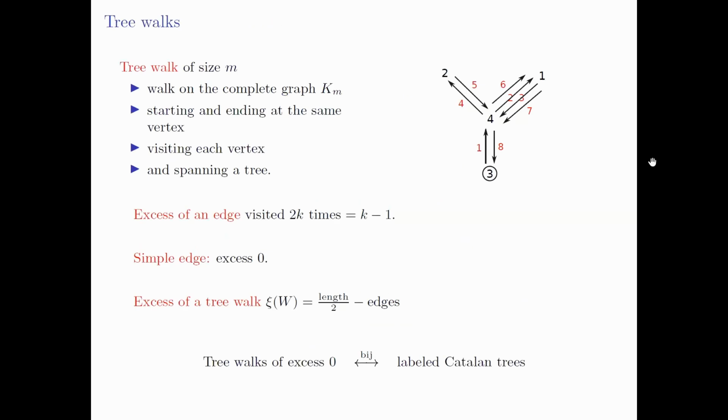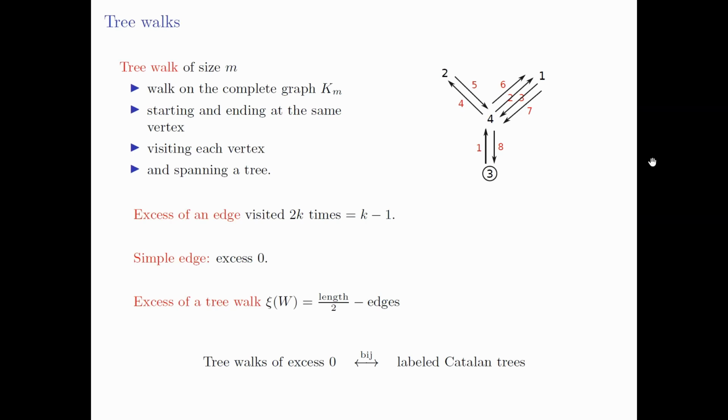So just to insist on the definition of tree walks: you start with a complete graph. So here, 4 vertices. Fix a point, here it's 3, and then we do a walk on it. So 1, we go to 4, 2, we go to 1, we come back, we go to 2, we come back, 6, we go to 1, 7, we come back, 8, we come back. So that's a walk. And we want it to end where it started, to visit every vertex, and to span a tree. That's a tree walk for us. Other people have considered walks on infinite trees, but that's unrelated.